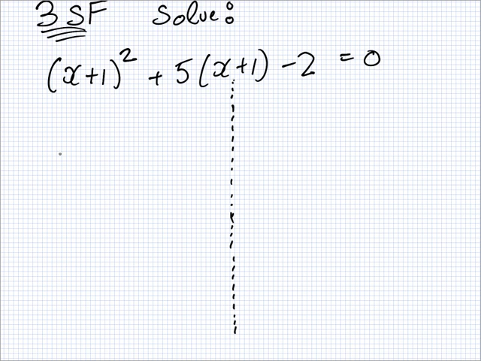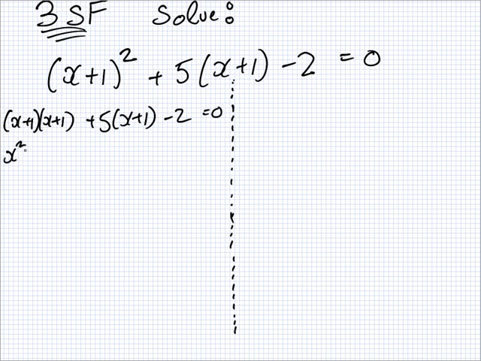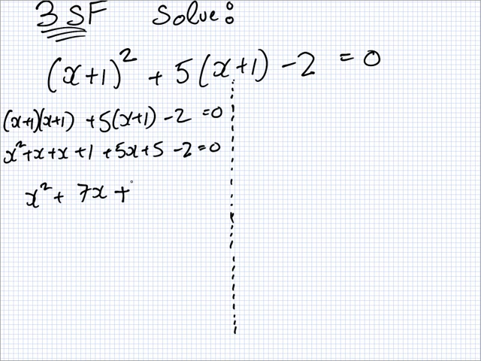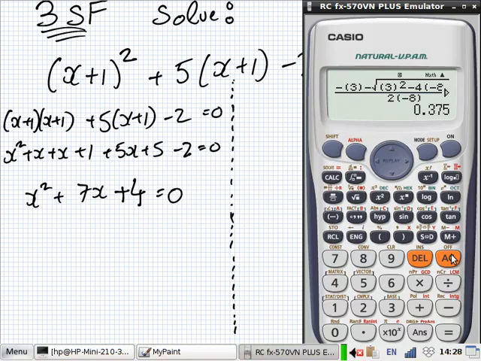So the first thing you could do is you could say, well, this is just x plus 1 times x plus 1 plus 5 times x plus 1 minus 2 equals 0. You can expand. You'll get x squared plus x plus x plus 1 plus 5x plus 5 minus 2. So you get x squared plus 7x, what's that, plus 4, is it? 5 minus 2 is 3, plus 1 is 4. It's 4, isn't it? Yeah? And if I use my formula, let's see what I get.